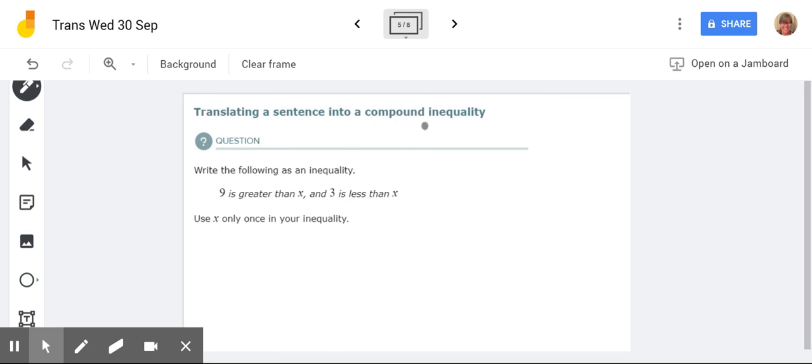Translate a sentence into a compound inequality. A compound inequality is the case where you have the variable and it's usually greater than something and less than something. So there's going to be a number here. It might even be greater than or equal to something. And then there'll be some number here and there'll be some number here. So it's between there.